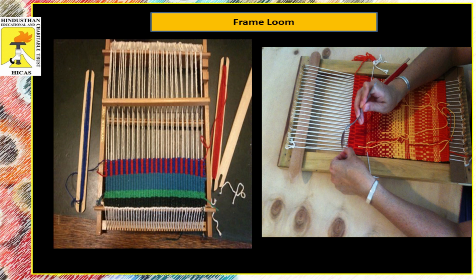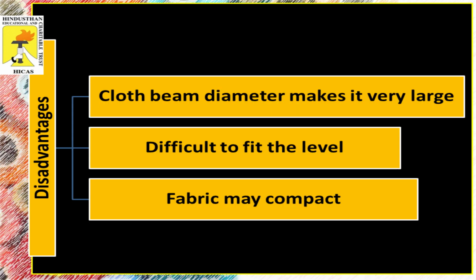Next, this is frame loom. Next, disadvantages are the cloth beam diameter makes it very large and it is difficult to fit the level of the base, and the fabric that may be produced may be a compact structure.